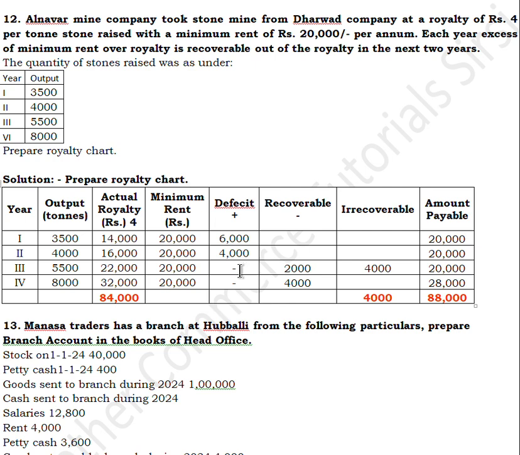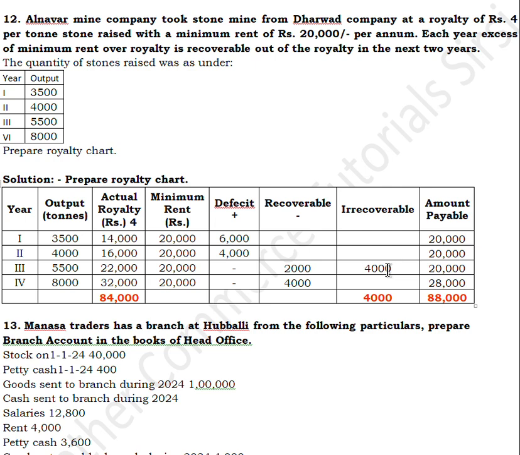Now, what about the third year? In the third year, there is a profit of 2,000. Now, how did I get it? 22,000 minus 20,000. The answer was in plus, right? So that same number is the profit. 2,000 is the profit. Now, this 6,000 is to be recovered in this and this year according to the condition. Out of this 6,000, 2,000 is recovered here, then the remaining 4,000 is irrecoverable.